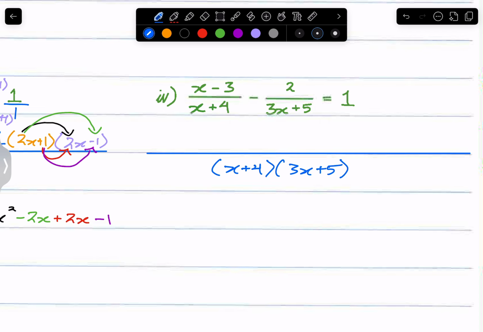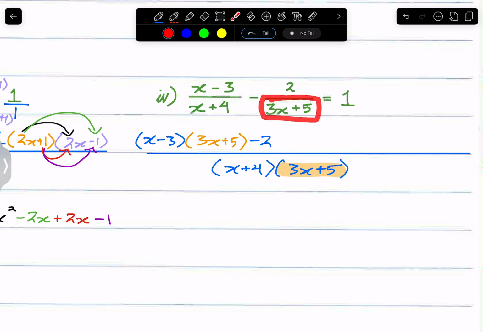So take a look. I'm going to color code it. X minus 3. And this becomes 3x plus 5. I'm going to copy down the negative 2. So we've copied that. And same idea for this group to become this entire group. It's missing the other factor. So let's do that in light purple.